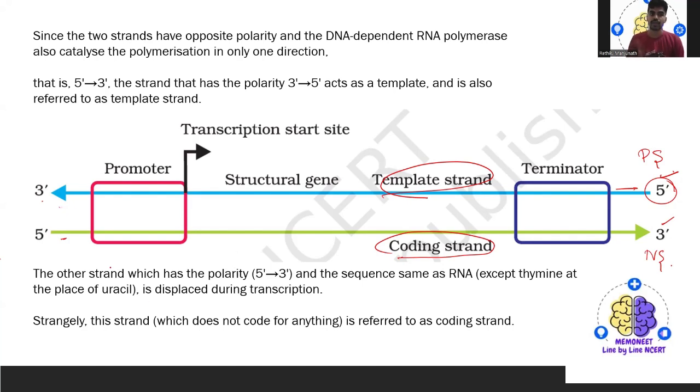So the other strand has the polarity 5' to 3', and the sequence is the same as RNA, except thymine in the place of uracil. I'll tell you what it means. It is displaced during transcription. Okay.